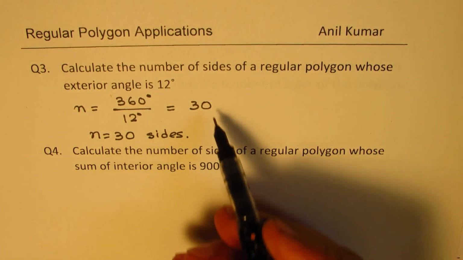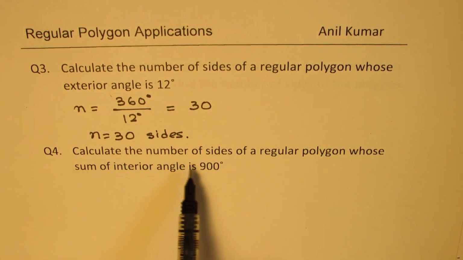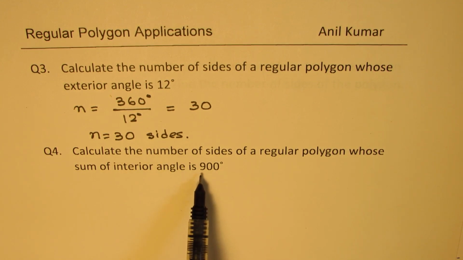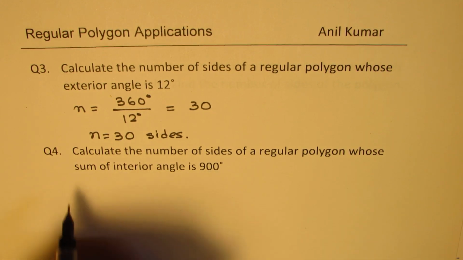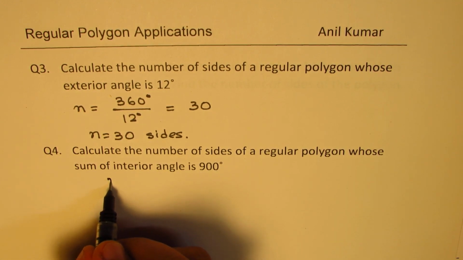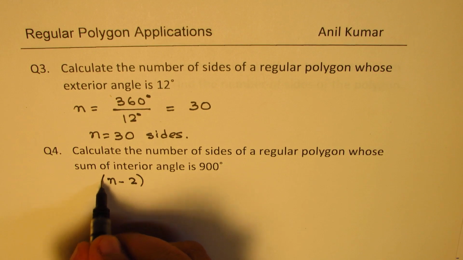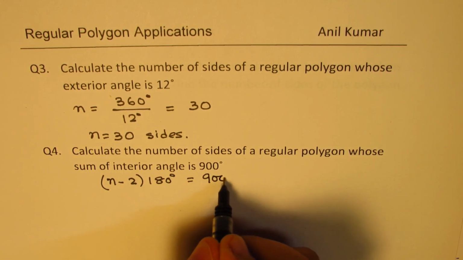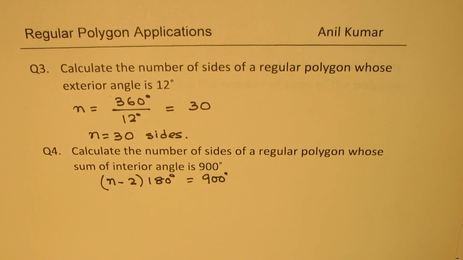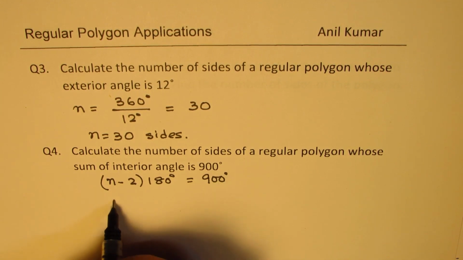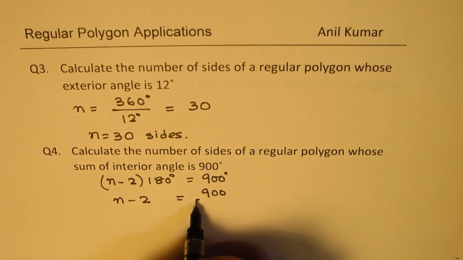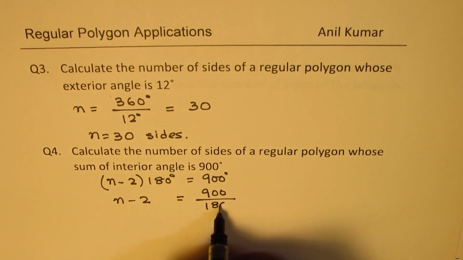Question number 4. See how simple it is now. Calculate the number of sides of a regular polygon whose sum of interior angles is 900 degrees. Well, for a sum of 900, you could use the formula (n minus 2) times 180 degrees is equal to 900 degrees, which is the sum, correct? Now, that means n minus 2 is equal to 900 degrees divided by 180, right?